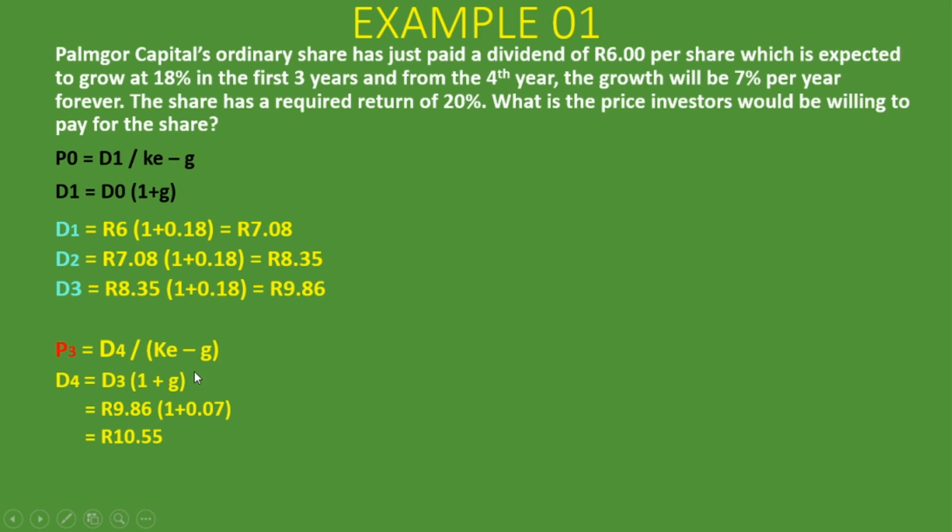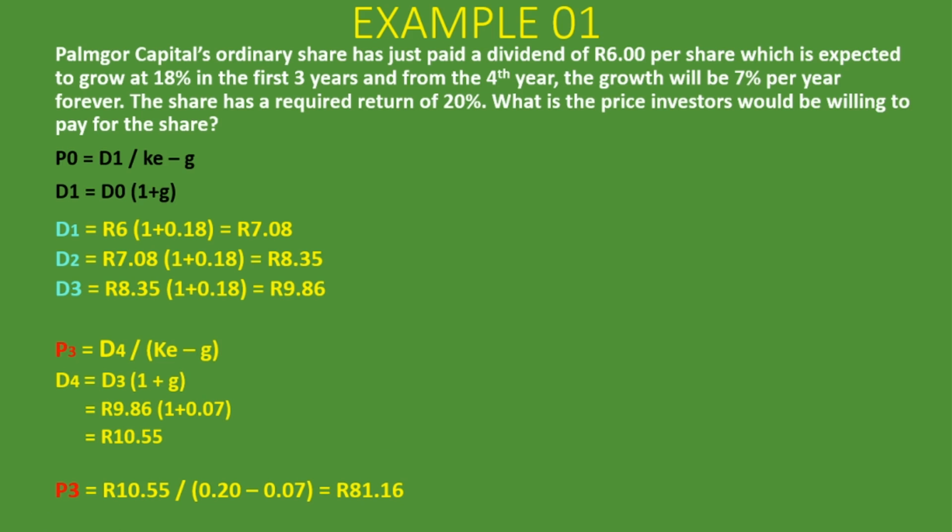That one doesn't change, so it's going to be divided by 0.2. Remember, 20 divided by 100 is 0.2, minus the 0.07, the new growth rate during the normal period. So here we have it: 10 rand 55 cents divided by 0.2 minus 0.07, and we get the market price per share at period 3 of 81 rand 16 cents.